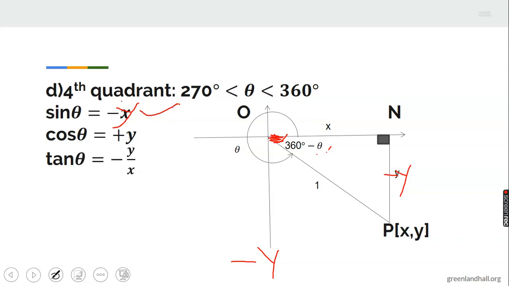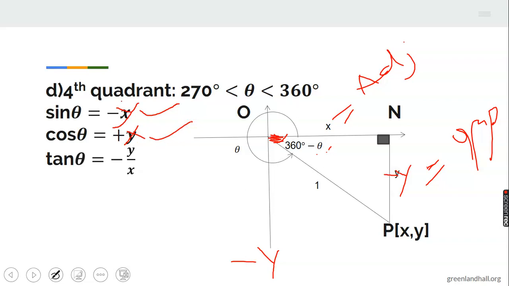Let's see cosine. Cosine is adjacent. This is opposite, y. This is adjacent, x. X is adjacent over the hypotenuse, which here is positive. So cosine is positive. Then let's see tangent of this angle. The tan of this angle is opposite, that's minus y over plus x. So it's minus. So tangent is negative. So it's only cosine, which we write as capital C.